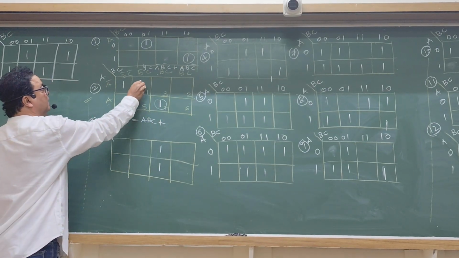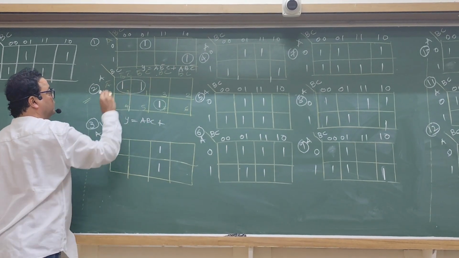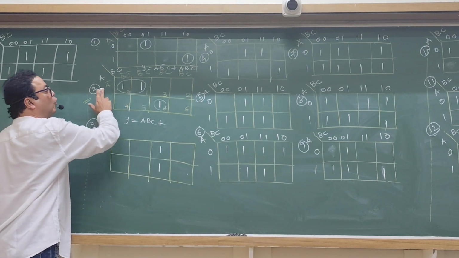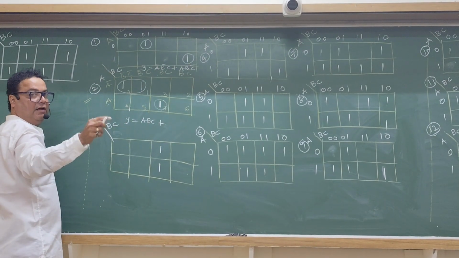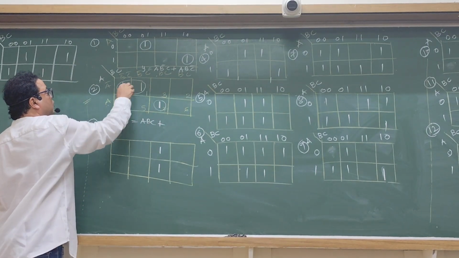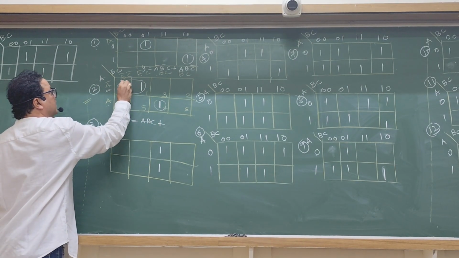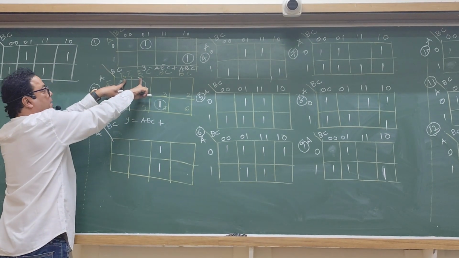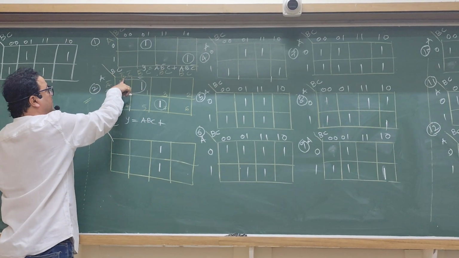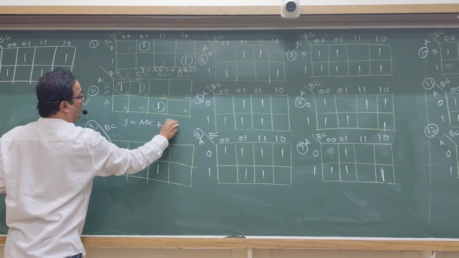Now concentrate. This is going to be a pair. So when you have a pair, is the whole row occupied? No. Is the whole column occupied? No. That means the answer will come from both the sides. From this side you have A bar. From this side, the bit which is not changing is B bar. So what's the answer? A bar from here, B bar from here. So the answer is A bar, B bar.